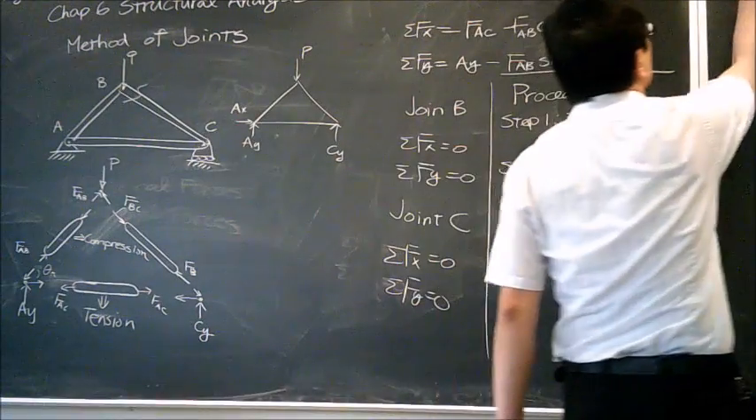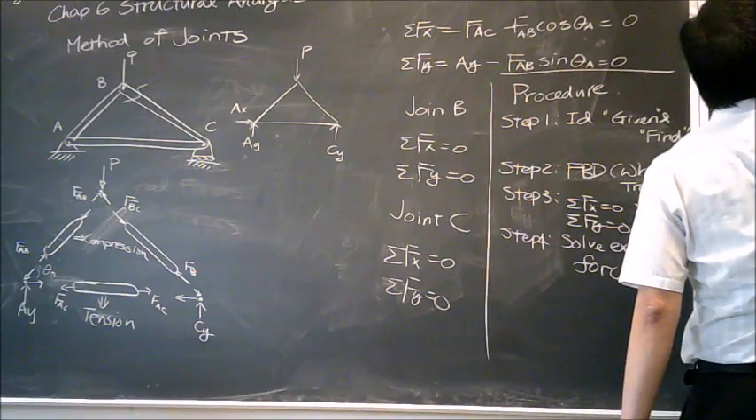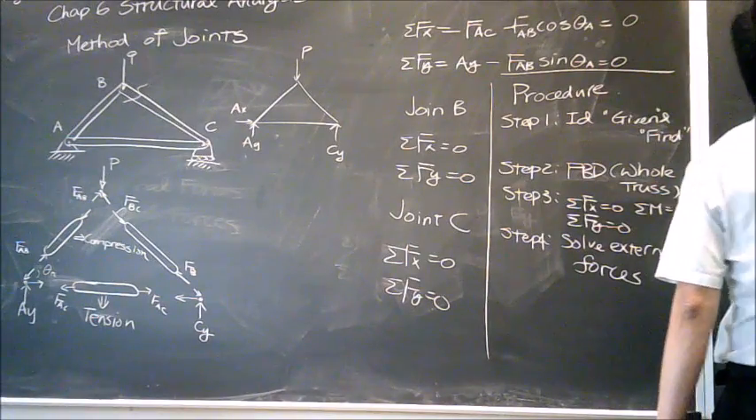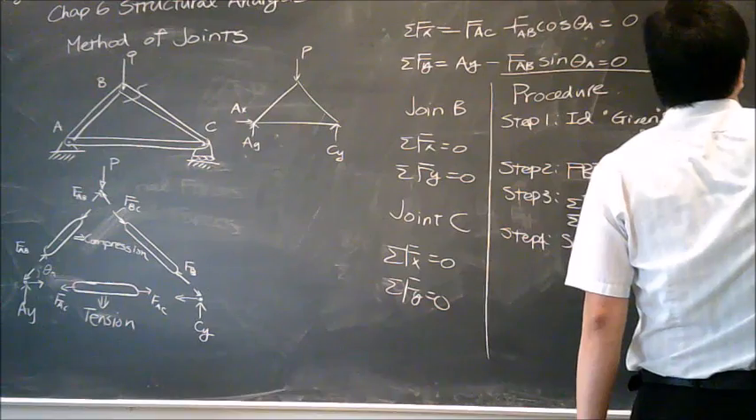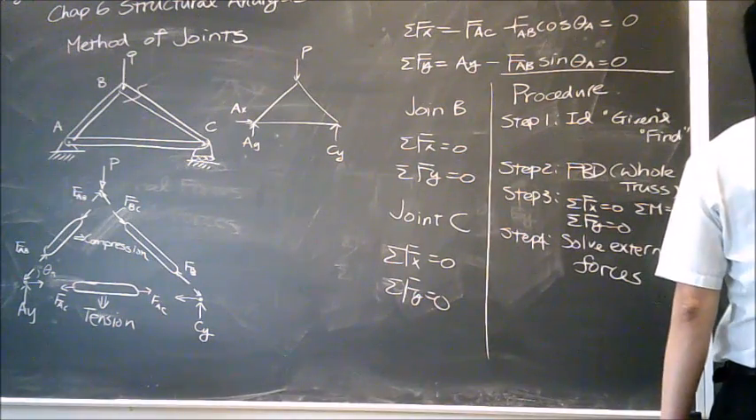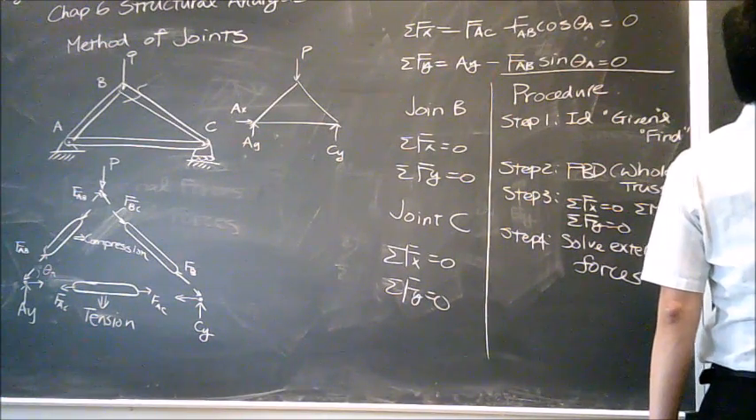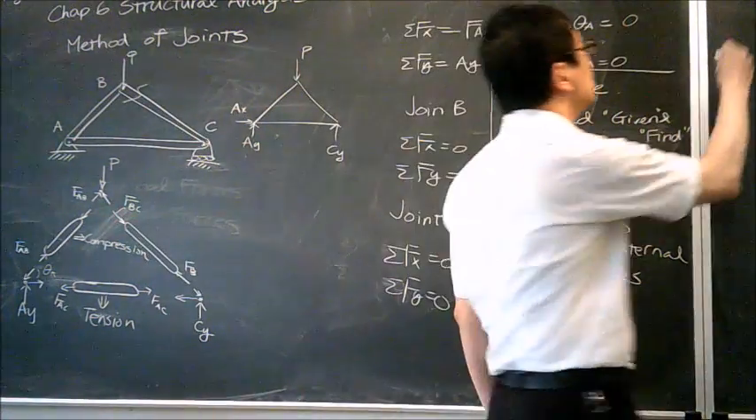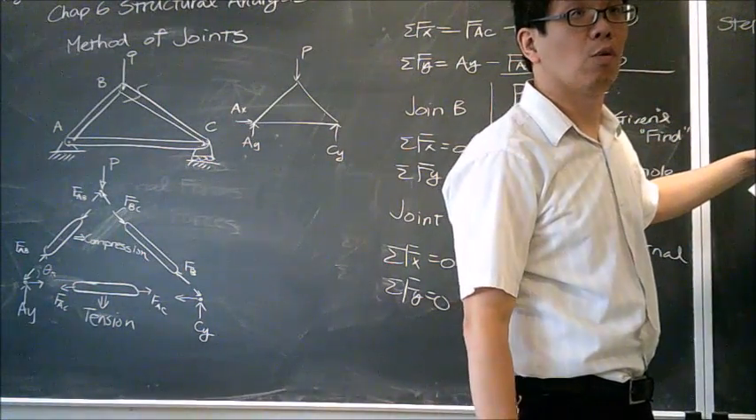So you need to draw free-body diagrams for joints and members. All of them. Step 5, step 6. In this case, what do you have?